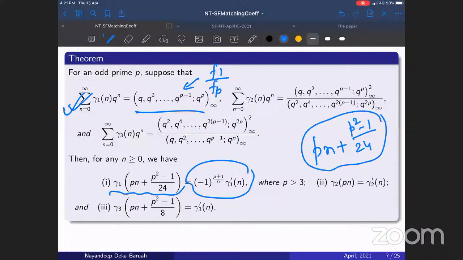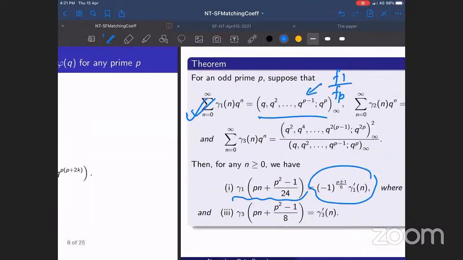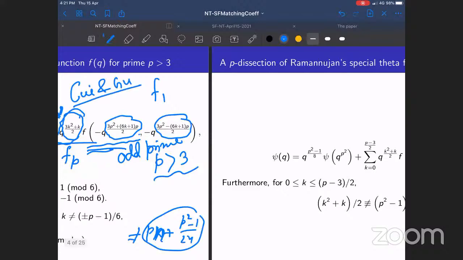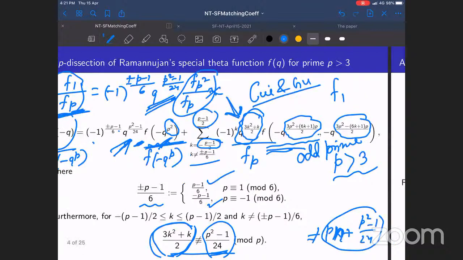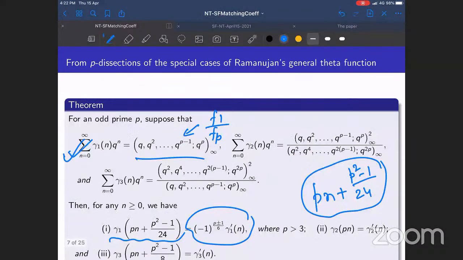I think I'm clear here, because on the right hand side, second product, these are never equal to pn plus p square minus 1 by 24. So that will be left out actually. Okay. So that is our first theorem. That is our first general theorem, you can say. So that is the theorem gamma 1.